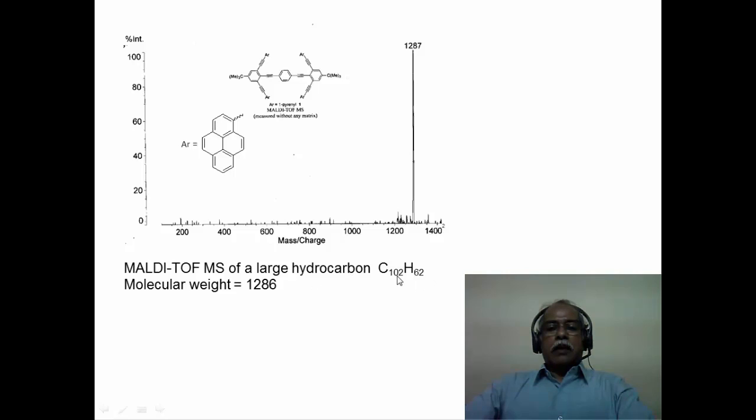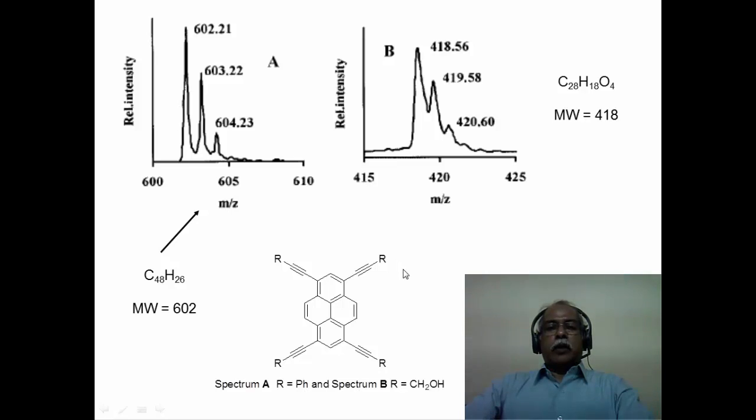This has a large hydrocarbon with a molecular formula of C102H62. Because this has a large number of acetylenic units, the number of hydrogens is much less than in the earlier example. The molecular weight is 1286. What you see is a protonated species. So M plus H plus is what is seen as the 1289 peak of this molecule with 4 pyrene units attached to the spindle kind of molecule that is shown here.